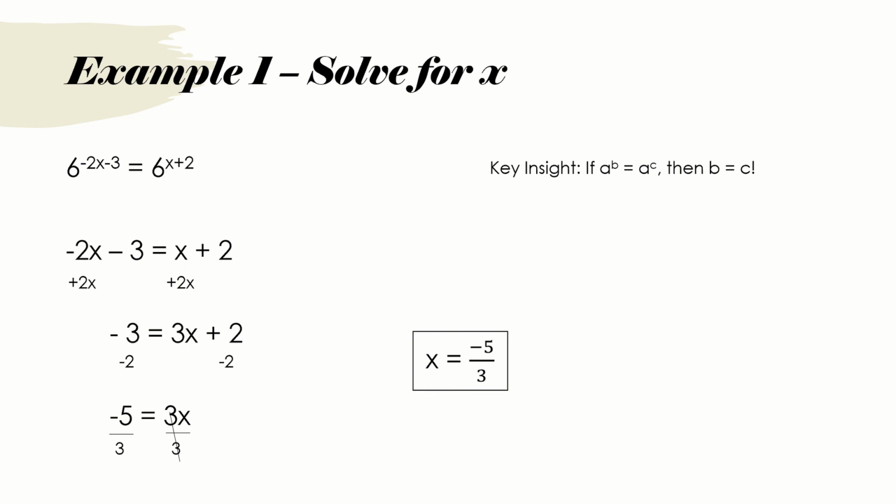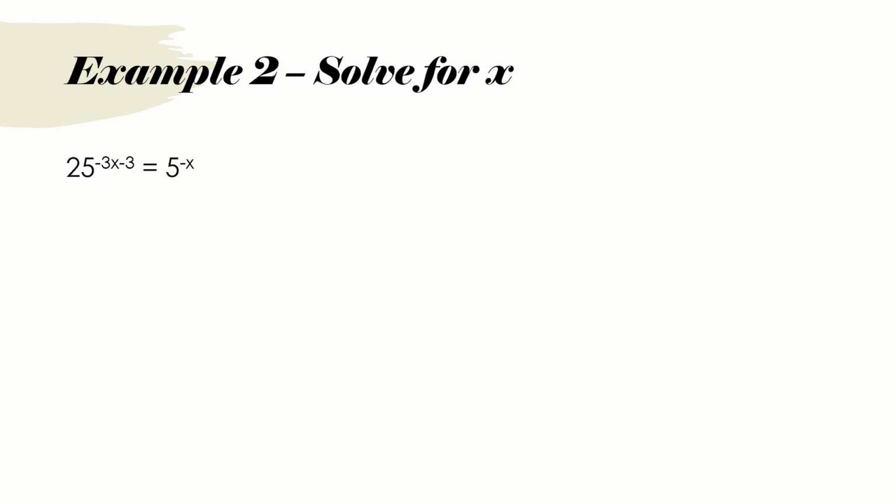Okay, everybody, let's work on our next example here. For example 2, we have 25 raised to the power of negative 3x minus 3 equals 5 to the power of negative x. In this case, the bases are not equal. Here one of the bases is 25 and the other base is 5. But it is also true that 25 is equal to 5 squared. So we can actually use that to our advantage.